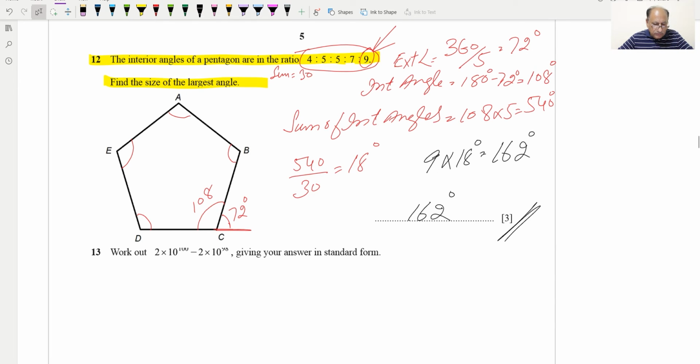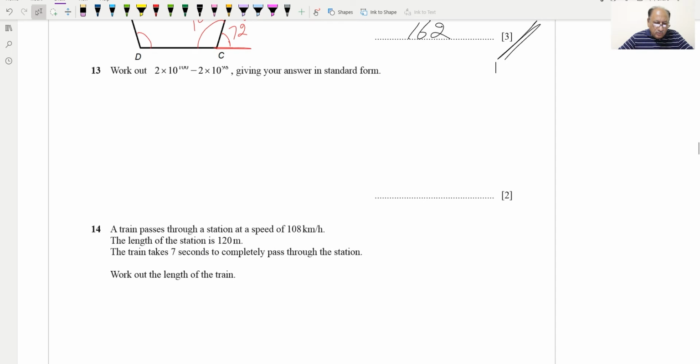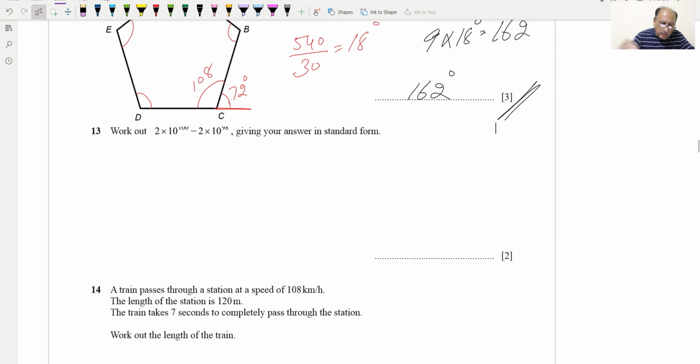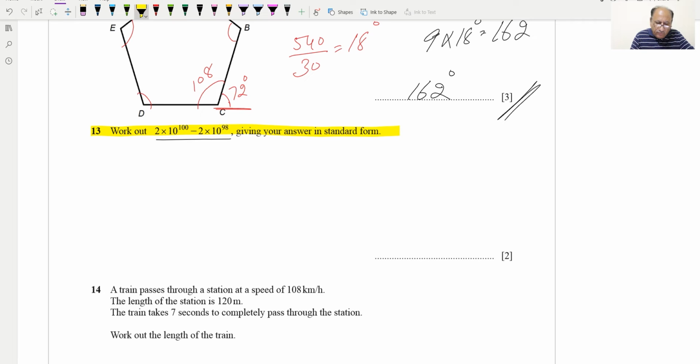Hopefully you understood this. Now they are saying work out this, and the drawing is overlapping, so I will reduce it a little. Yes, so it's done. Now we can see this is the given: work out this, giving your answer in standard form. If you use the calculator directly to calculate this, you will get a syntax error. So the calculator will not help with directly solving this one.